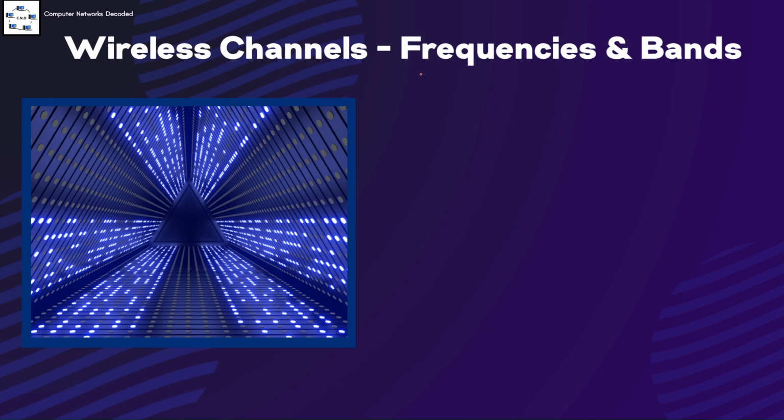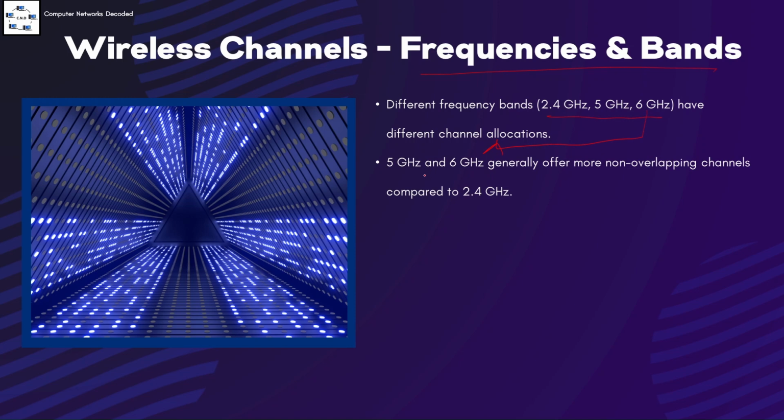So now the next topic, frequency and bands. Different frequency ranges are known as bands. So we have the 2.4 gigahertz, 5 gigahertz, and 6 gigahertz bands. Each of these has different channel allocations. 5 and 6 gigahertz generally offer more non-overlapping channels compared to 2.4 gigahertz.